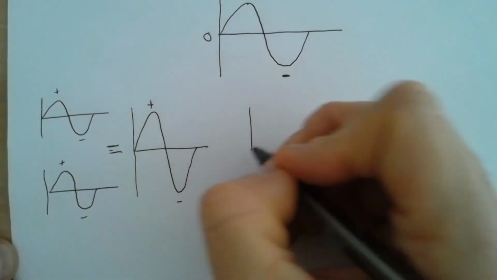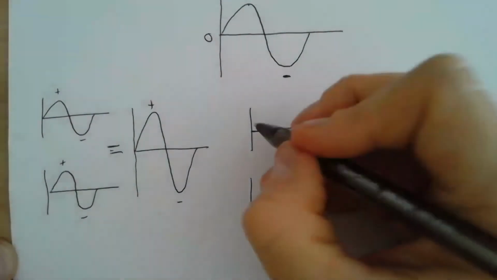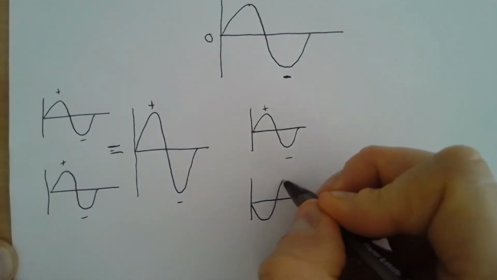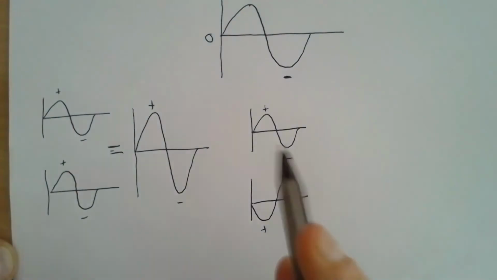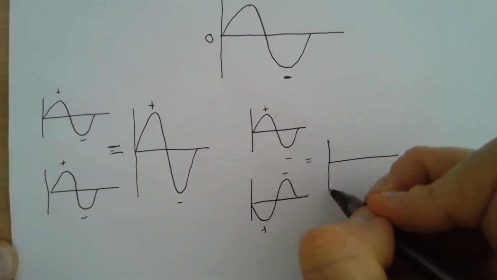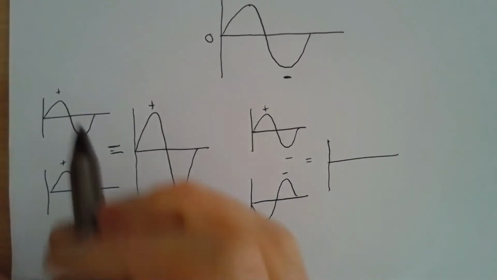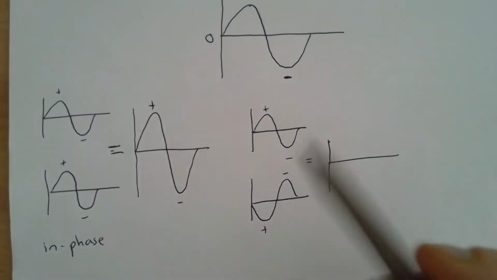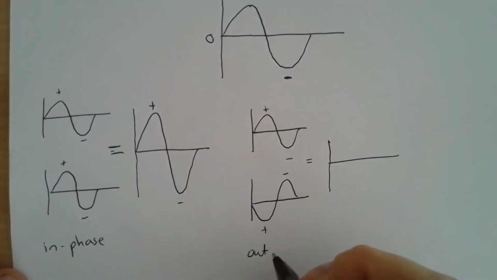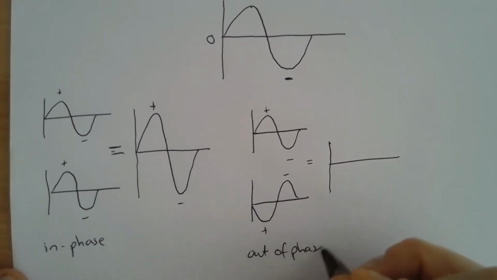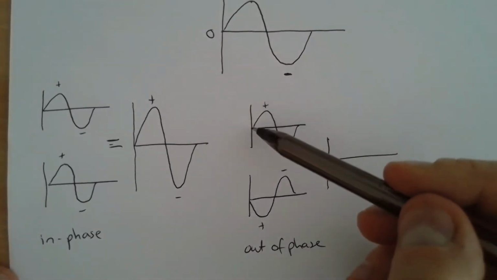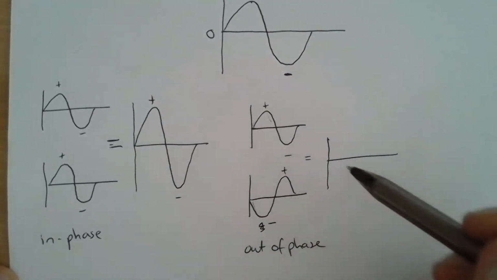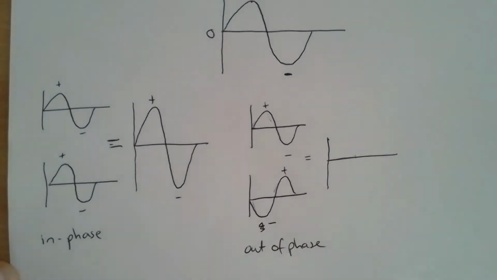So then if we think about what could happen if we had this wave adding to this wave, then what would happen here is the waves would cancel each other out. And we say that these two waves are exactly in phase, and these two waves are exactly out of phase. Sorry, I just realised that should be a negative there and a positive there. So this and this have cancelled each other out, and this and this have cancelled each other out.